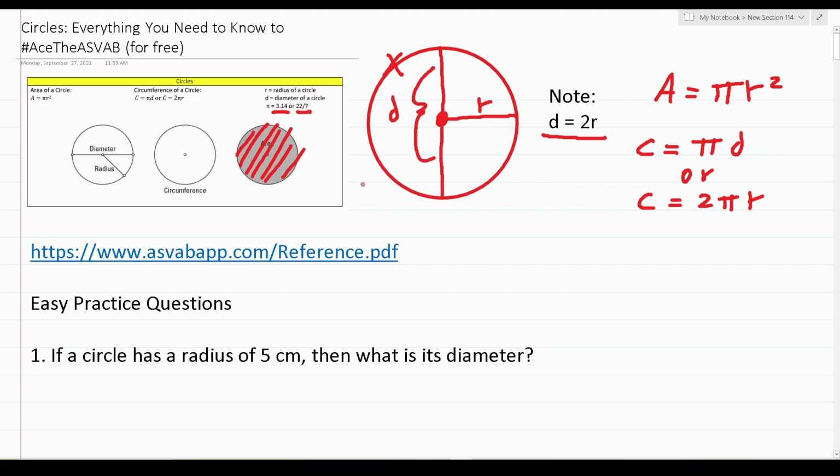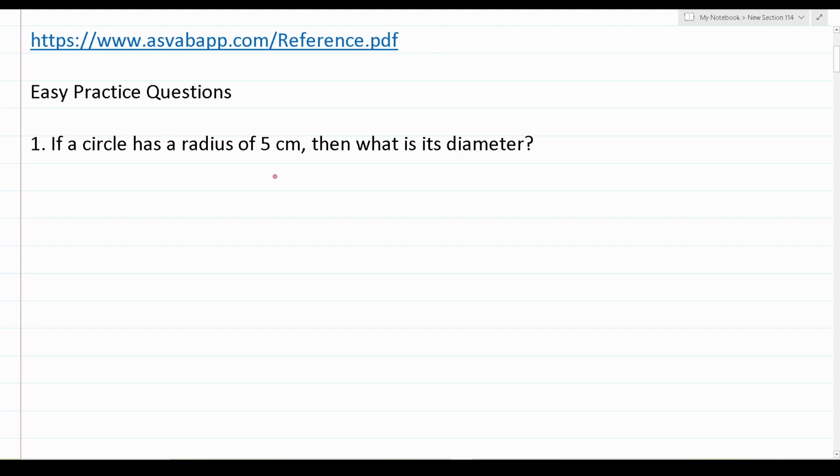With those formulas in mind, as well as those properties in mind, let's go ahead and work on some very easy practice questions. At this point in the video, it's a good idea to pause the video after I read each question, attempt to work out the question on your own, and then resume playing the video to check your solution.